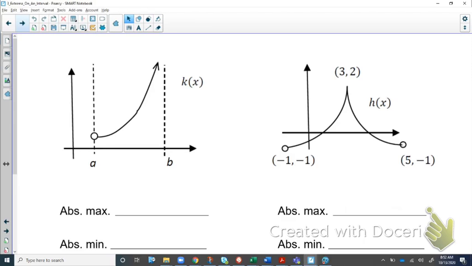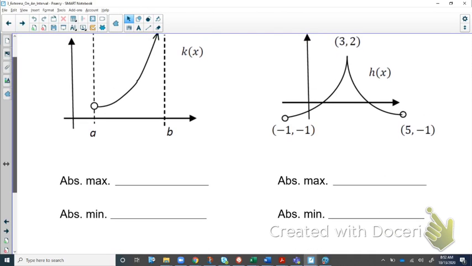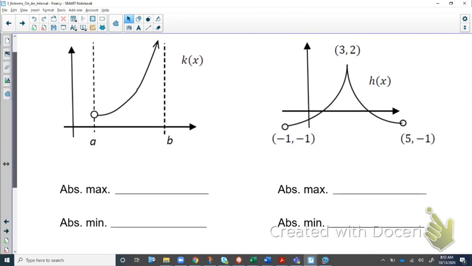And the same thing with these two functions here. So the function on the left may be, I don't know, an exponential function as it's defined from point A to point B. The absolute max, in this case, because it is unbounded, there is no absolute maximum. Same thing with the minimum. The lowest point occurs when x is equal to a, but it's not defined there. So we cannot say that this function has an absolute max or an absolute minimum.